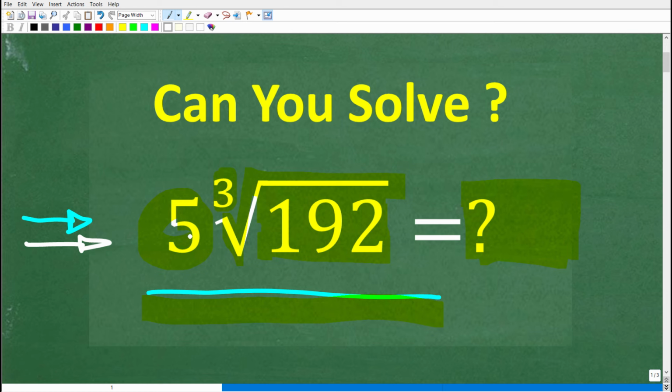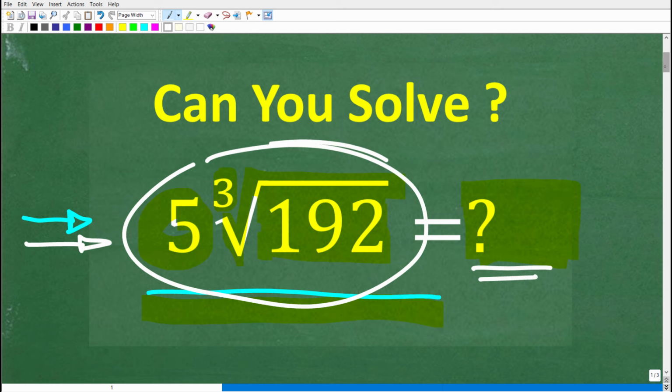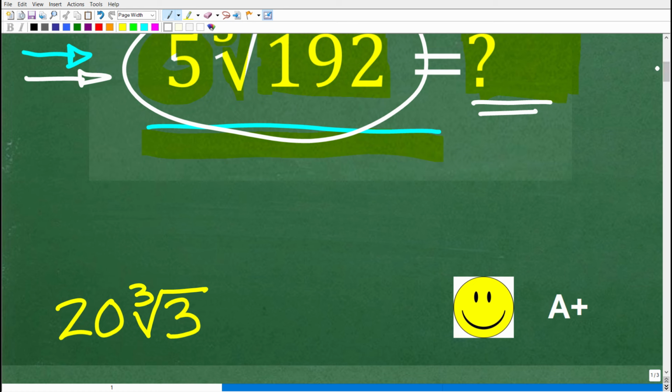All right, so we have 5 times the cube root of 192. So this expression simplified is equal to the following. That would be 20 times the cube root of 3. So that is the correct answer. And if you got this right, you definitely get a happy face and an A plus.